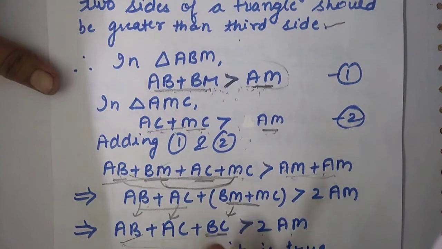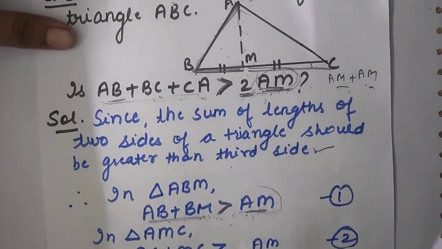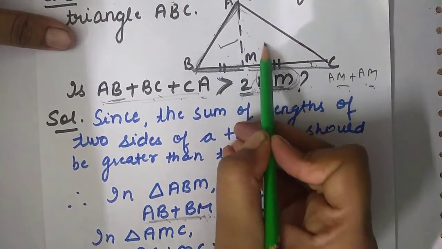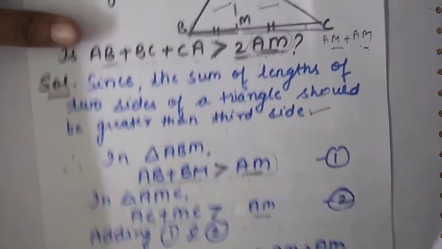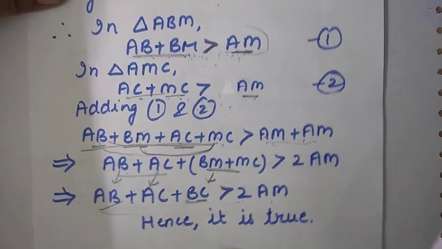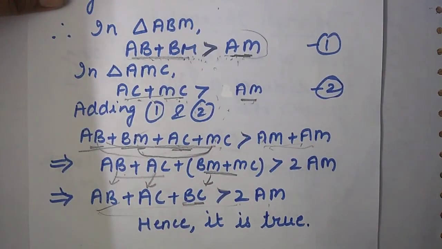Just apply the triangle inequality by taking this triangle and then this triangle. Then you need to add these two equations. Left side must be added to left side and right side must be added to right side, and then you will get the result. Okay, now come to the next question.